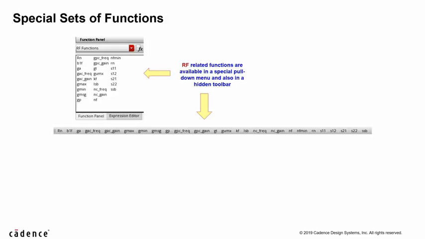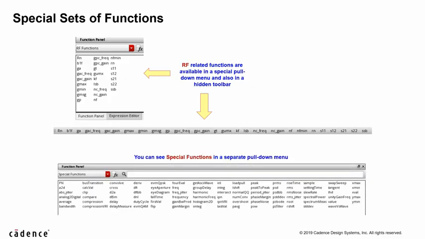Let's look at some special set of functions here. RF functions, which contain functions specific to RF analysis, can be viewed by changing the cyclic menu to RF functions in the function panel or by enabling the RF toolbar. There is a cyclic field called Special Functions in the function panel that provides you access to certain special functions such as the DFT, eye diagram, etc.